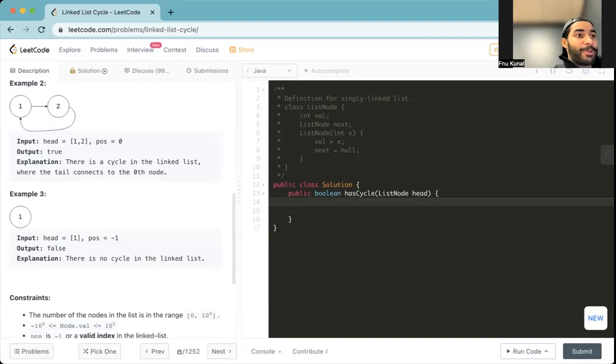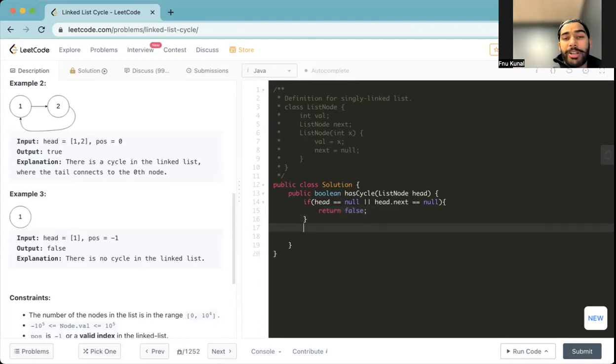Without wasting our time, let's jump into the code. If our head is equal to null, or head.next is equal to null, return false. Which means if head is null, there's nothing, or head.next, which means this head has nothing in its next. So if there is no head, or there is no second element, we are going to return false.